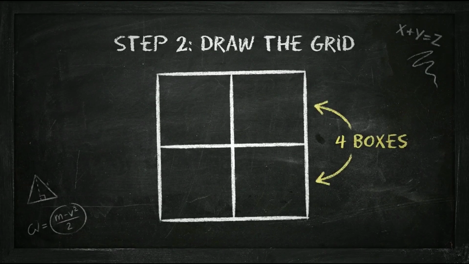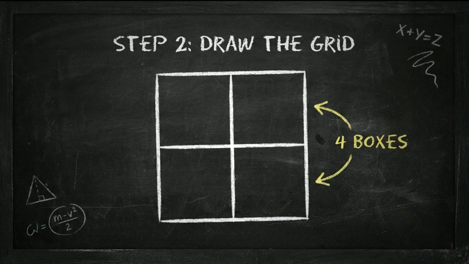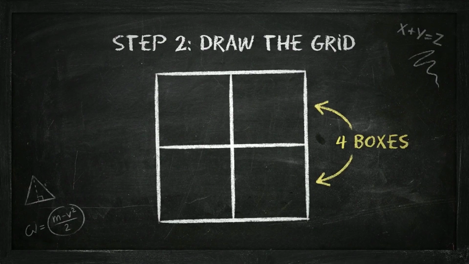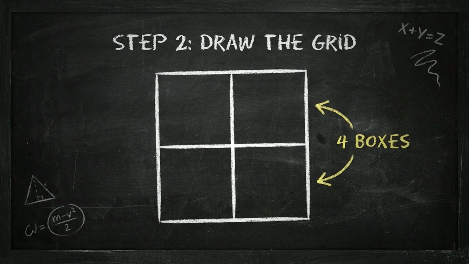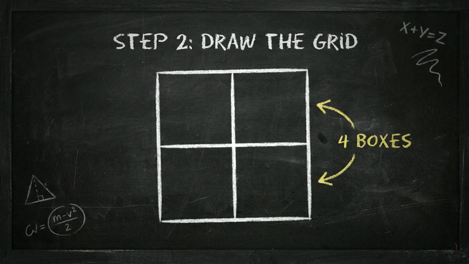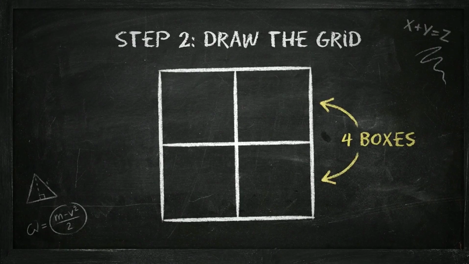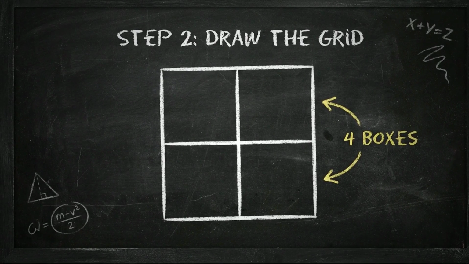Step 2. Draw a 2x2 grid. Just 4 boxes, arranged in a square. Nothing complicated yet. 2 columns across, 2 rows down, 4 empty boxes inside. This is your entire workspace.